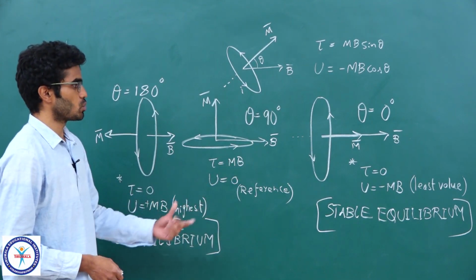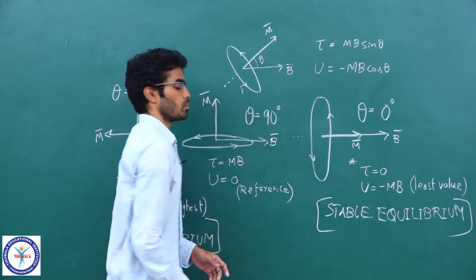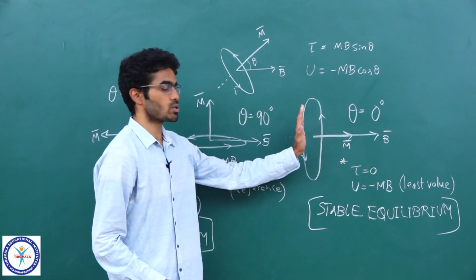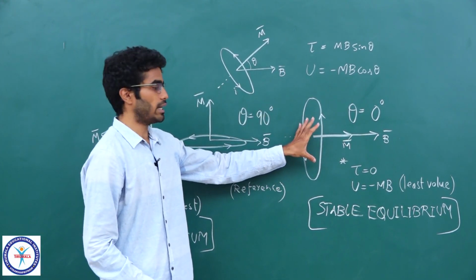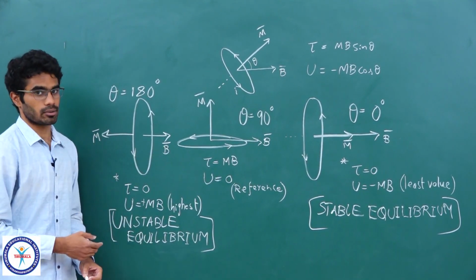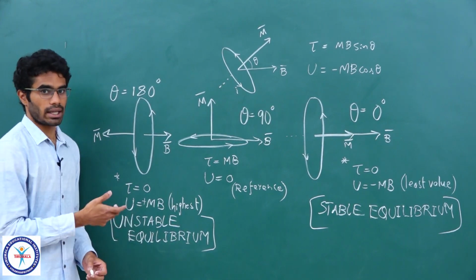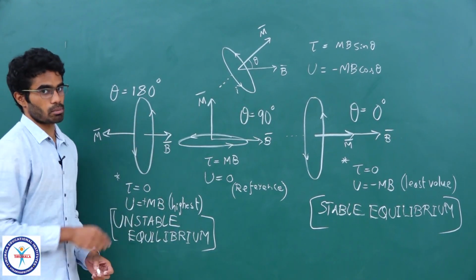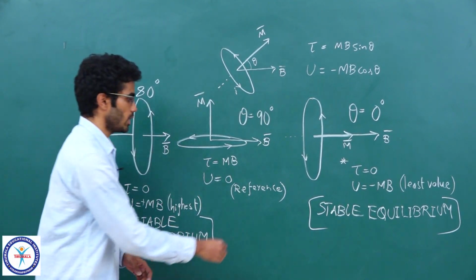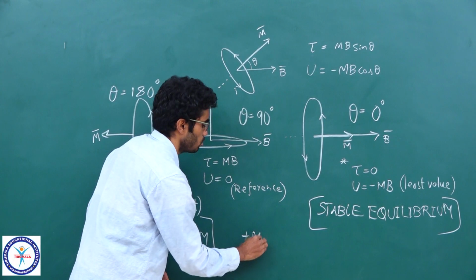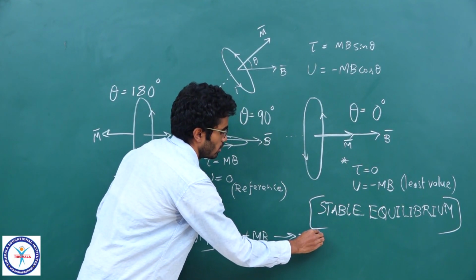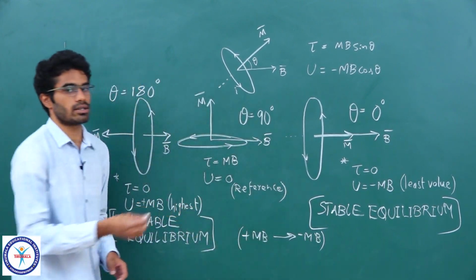But the difference between these two is this is stable equilibrium position and this is unstable equilibrium position. That means, if you place the coil in this configuration and if you tilt it, it will tend to regain its position. But in this scenario, if you displace it or rotate it very slightly, it will never regain its position. It will go away from it. It is unstable equilibrium. And the potential energy ranges from plus mb to minus mb, the least. These are the important points here.